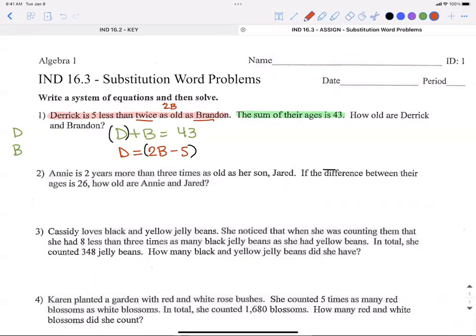We've got Derek, which is 2b minus 5, right? That's Derek's age, plus b equals 43. And what this really is saying is d plus b equals 43. But in place of d, I'm using the clue that I have from the second equation. All right, so now that I have this, I need to simplify.